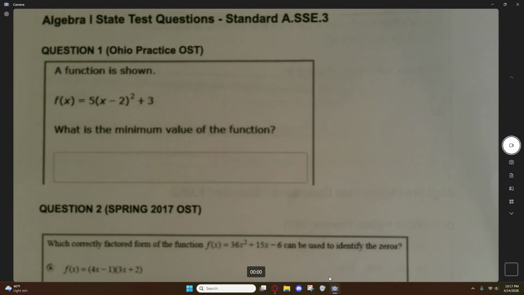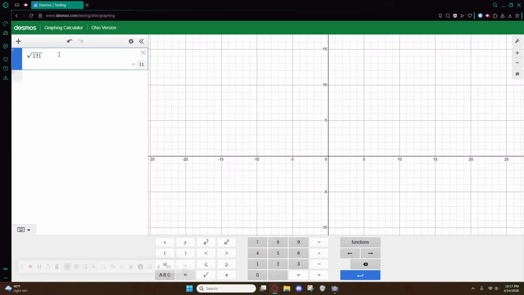So when you hear the minimum value, what do you think of? Like minimum wage, a minimum amount. It's the smallest possible number. So we're going to just go right into putting this into Desmos, right out the gate. F of x equals 5 times (x minus 2) squared plus 3. And that gives us this lovely parabola.